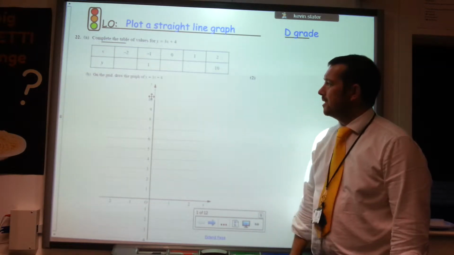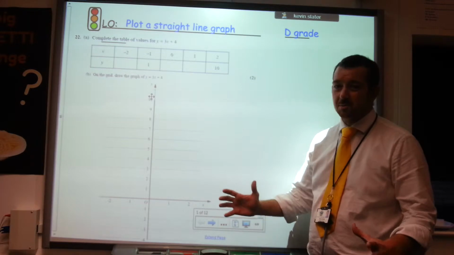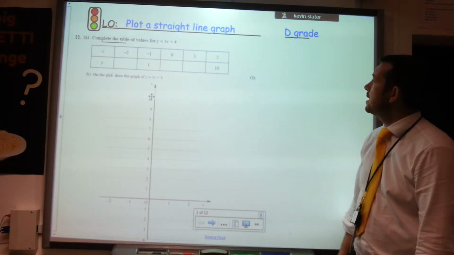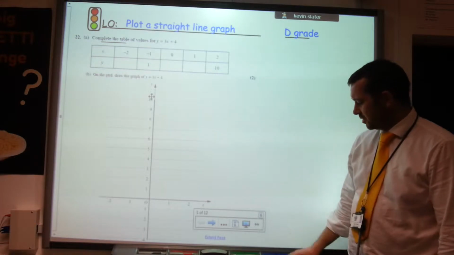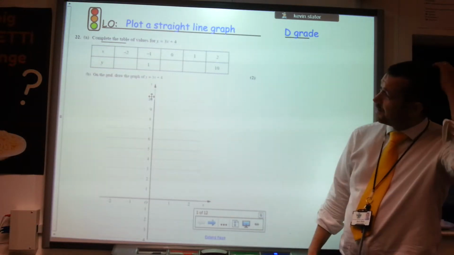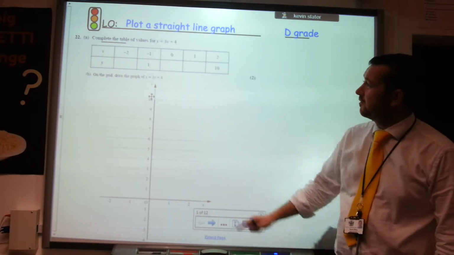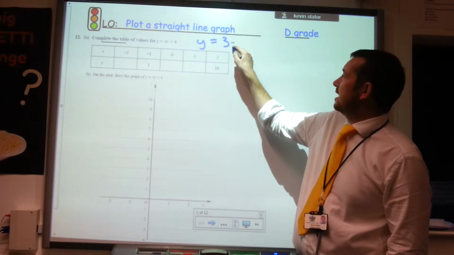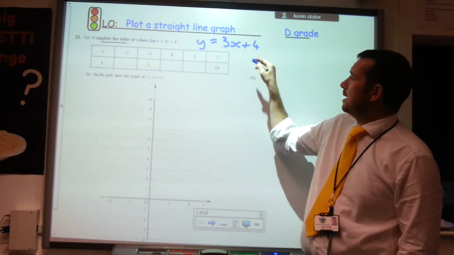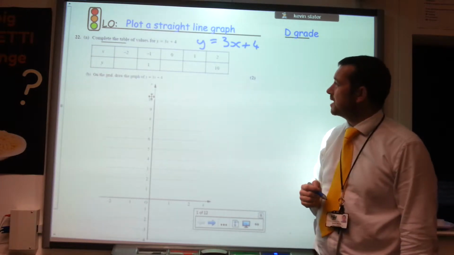Hi, so now we're going to look at plotting a straight line graph, which comes up time and time again on the foundation paper. It's about D grade work, depending on how tricky it is. So on this particular question here, it asks us to complete the table of values for y equals 3x plus 4. And we've got to fill in the missing gaps in this table, so that's worth 2 marks there.